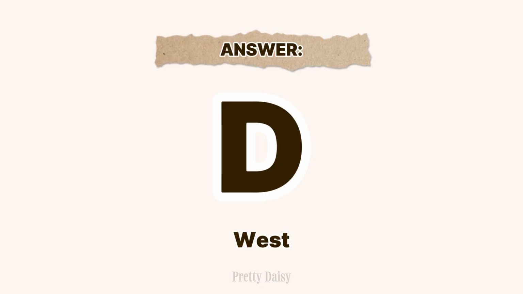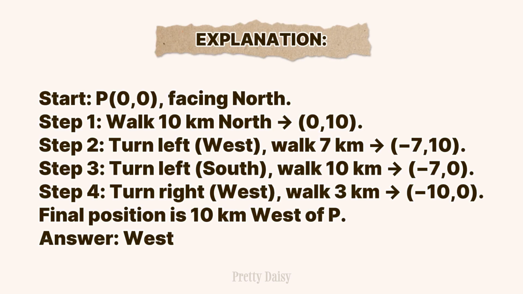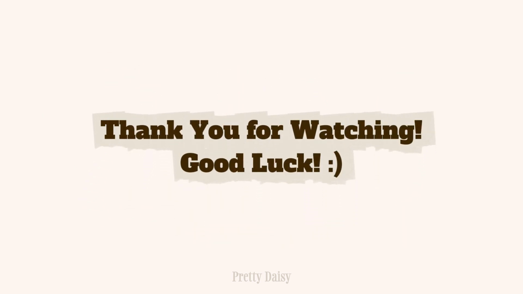Answer: D. West. Start P (0, 0) facing north. Step 1. Walk 10 kilometers north, gives (0, 10). Step 2. Turn left (west), walk 7 kilometers, gives (-7, 10). Step 3. Turn left (south), walk 10 kilometers, gives (-7, 0). Step 4. Turn right (west), walk 3 kilometers, gives (-10, 0). Final position is 10 kilometers west of P. Answer: west.